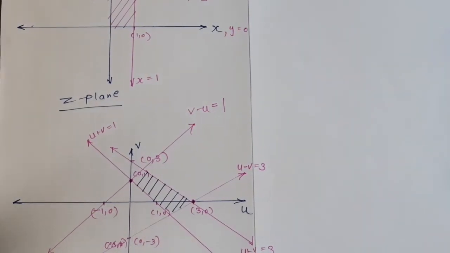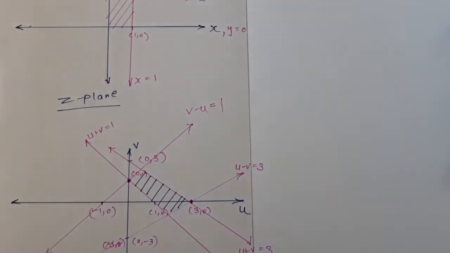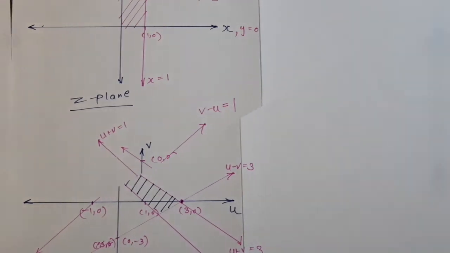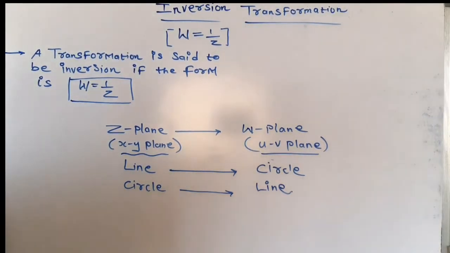Now we will see the next transformation, that is inversion transformation. In inversion transformation, if in the z plane it is a line, then in the w plane we get a circle, meaning inversion occurs. That means if in the z plane the equation of a circle is given, then in the w plane we get the line corresponding to that circle.